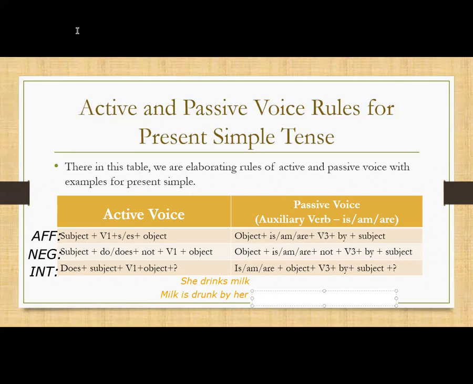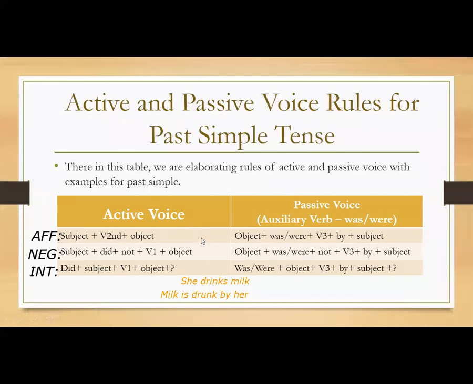Moving towards our next slide. For past simple tense, we use the verb second form. Here is the tense structure formula. Remember that the auxiliary verb will be was and were. Let me change these sentences into past simple.